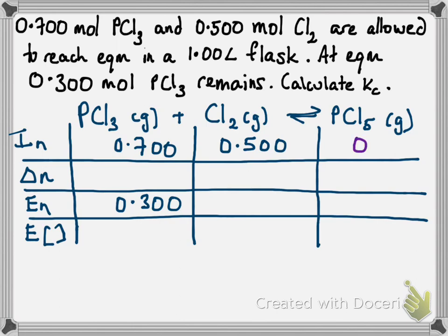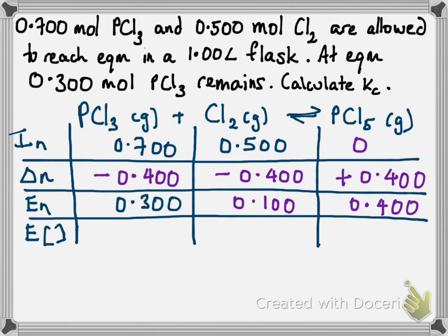Because it was an empty container, you have no product, so you write 0. What's the change? From 0.7 down to 0.3, it was minus 0.4. Therefore, chlorine will go down by 0.4, and phosphorus pentachloride, or PCl5, will go up by 0.4. Do those calculations to get the number of moles at equilibrium, and this is what you get.